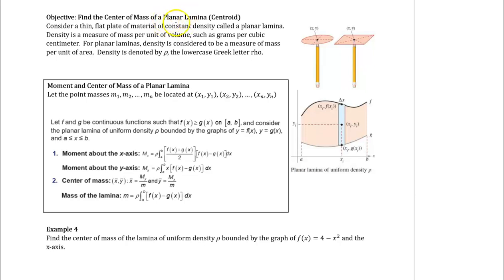So when we're finding the center of mass of a planar lamina, we're thinking about a plane region in the xy axis. So we'll be given the graph of functions or a single function, and that will determine a region, and we're looking for the balancing point of that region to calculate the center of mass of that region. You will see us refer to the center of mass as synonymous with the centroid. We'll use these formulas to help us calculate that.